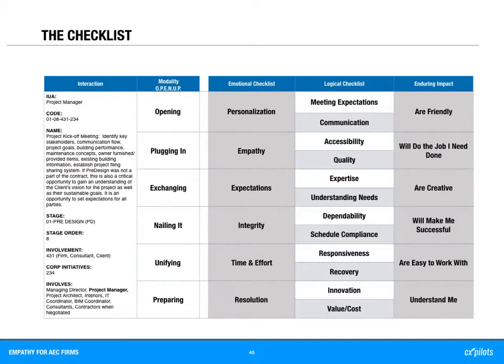How am I exchanging information? How well am I nailing it? Am I pulling things together and preparing for the next step? And then am I hitting all the emotional sides? Am I hitting all the logical sides of the interaction? And am I thinking about what's going to remain most indelible in their memory as a result of this interaction?